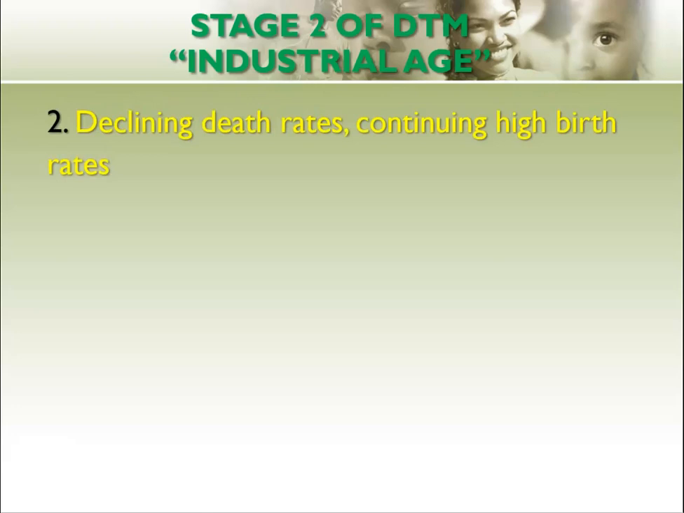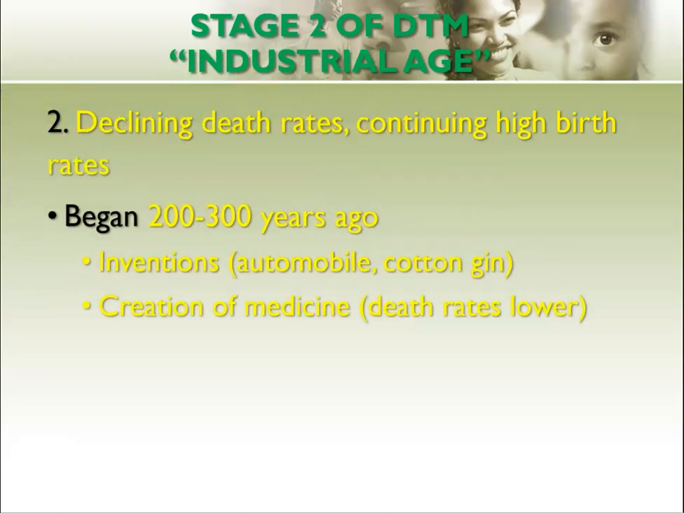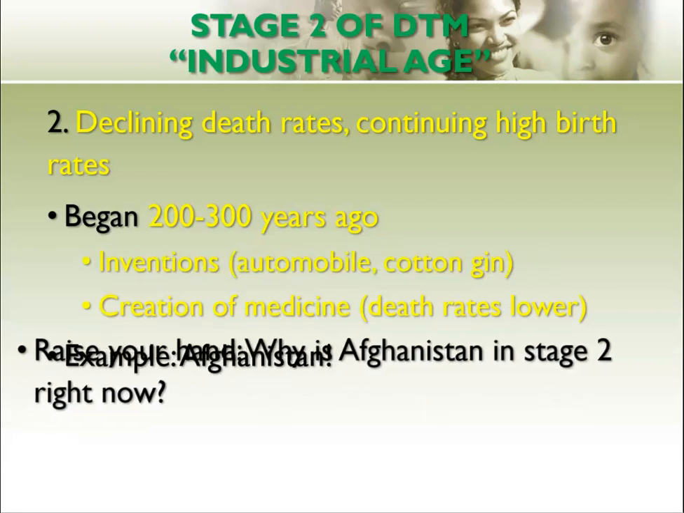Then we have stage 2 of the demographic transition model. There are declining death rates, continuing high birth rates, and this began some 200 to 300 years ago. And the most quoted example is that of Afghanistan.